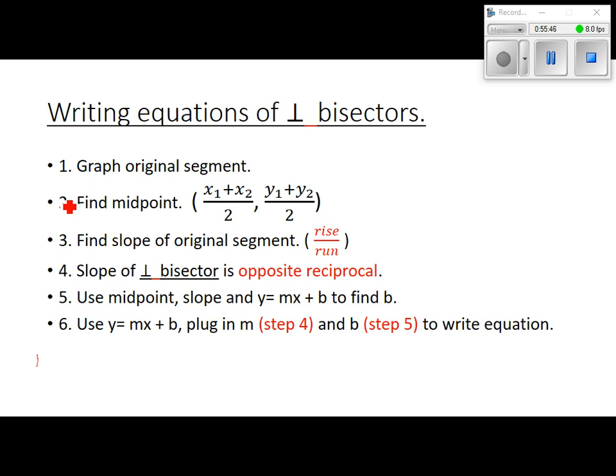Writing equations of perpendicular bisectors. Now, the first thing I say up there is graph the original one. You really don't have to graph the original segment, but it might be helpful so you can see it. So if you needed graph paper, you could grab graph paper up here. And then you just gotta do these 5 steps.